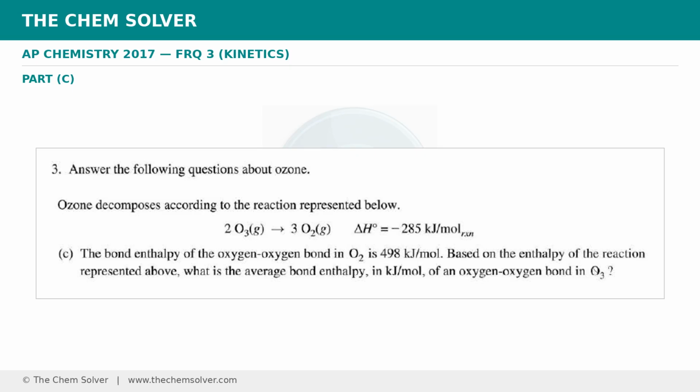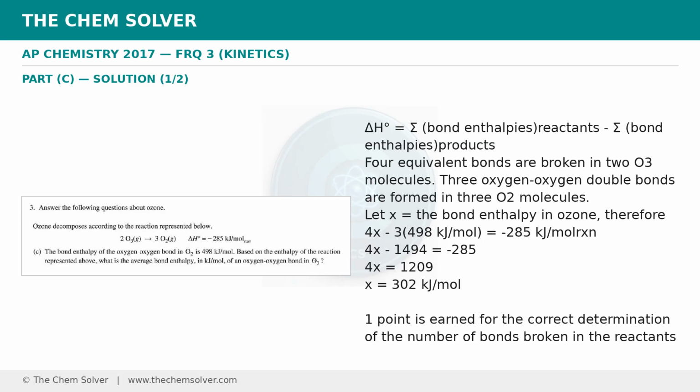Based on the enthalpy of the reaction represented above, what is the average bond enthalpy in kilojoules per mole of an oxygen-oxygen bond in O3? Delta H standard equals the sum of bond enthalpies of reactants minus the sum of bond enthalpies of products. 4 equivalent bonds are broken in 2 O3 molecules. 3 oxygen-oxygen double bonds are formed in 3 O2 molecules.